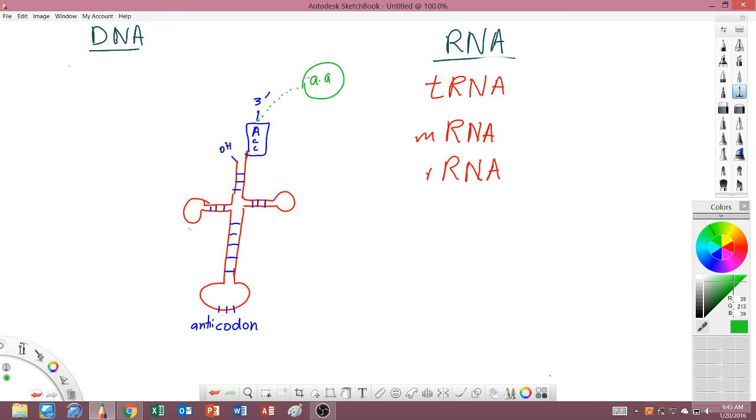So it can move and it can fit exactly in the garage called the ribosomes. It will park there and it will donate its amino acid. And I'll tell you that's protein synthesis. For now, as long as you can tell me the structure of tRNA.